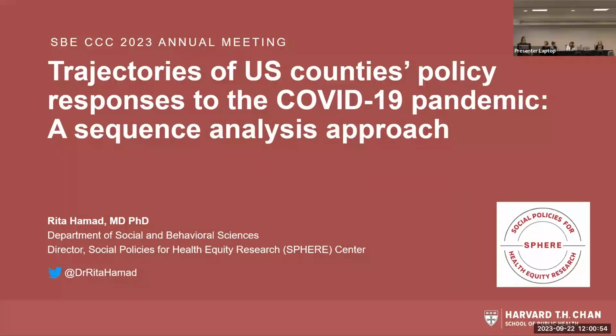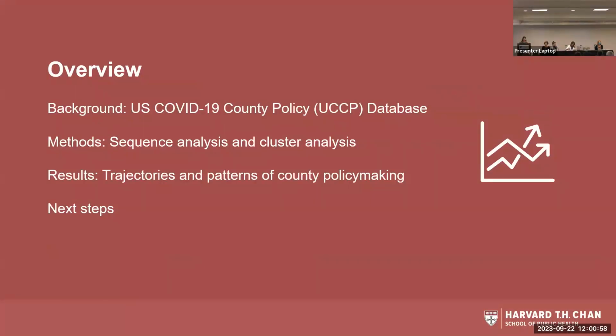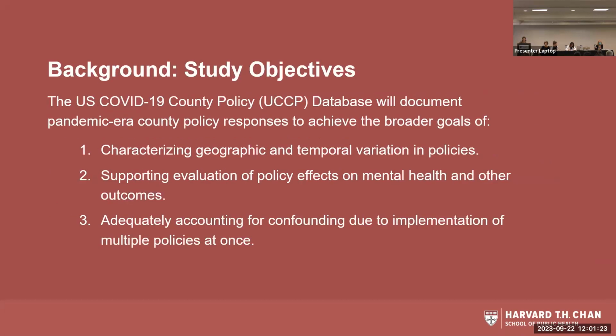Today I'm going to be talking about the latest analysis for our project. I'm going to give a little bit of background on the U.S. COVID-19 County Policy, or UCCP database. I'm going to talk a little bit about the preliminary results, and then I'm going to talk about the new analysis, which involves sequence analysis and cluster analysis, to describe trajectories and patterns of county policymaking across the country during this time. And then I'm going to tell you a little bit about next steps in our project.